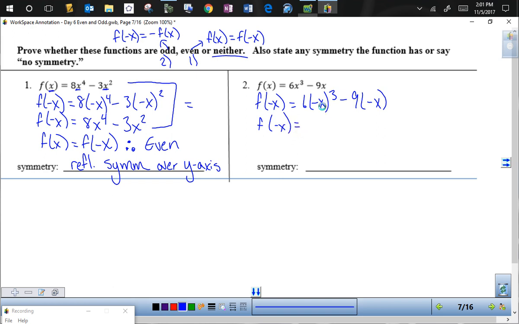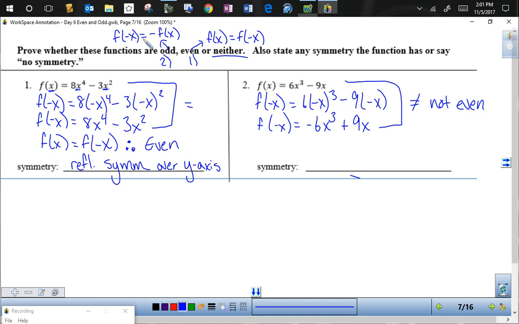A negative times a negative times a negative ends up being negative, so negative 6x cubed. I've got a negative 9 times a negative x, so that's plus 9x. We'll compare these two to see if they're even. Notice I've got a positive 6x cubed and a negative 6x cubed here, so these are not equal, so not even. Alright, so we're done with our first test.